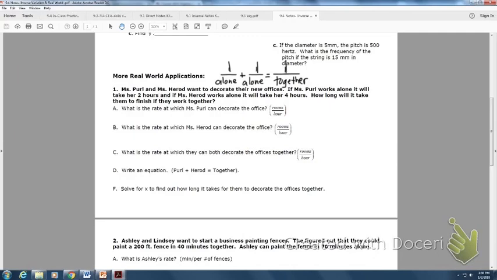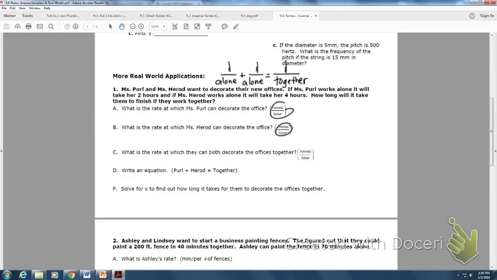If Miss Pearl decorates the offices alone, it will take her 2 hours. If Miss Harrod works alone, it'll take her 4 hours. How long will it take them to finish if they work together? So it says, what is the rate that Miss Pearl can decorate the office? And it gives you this right here.